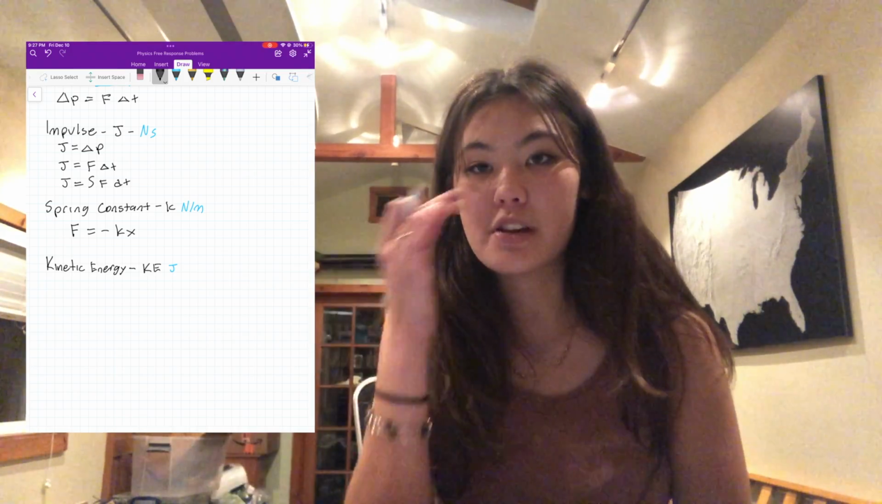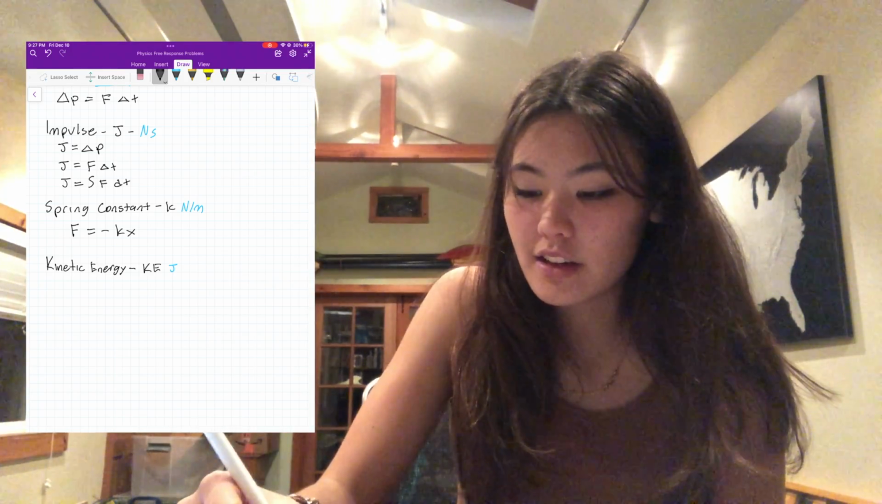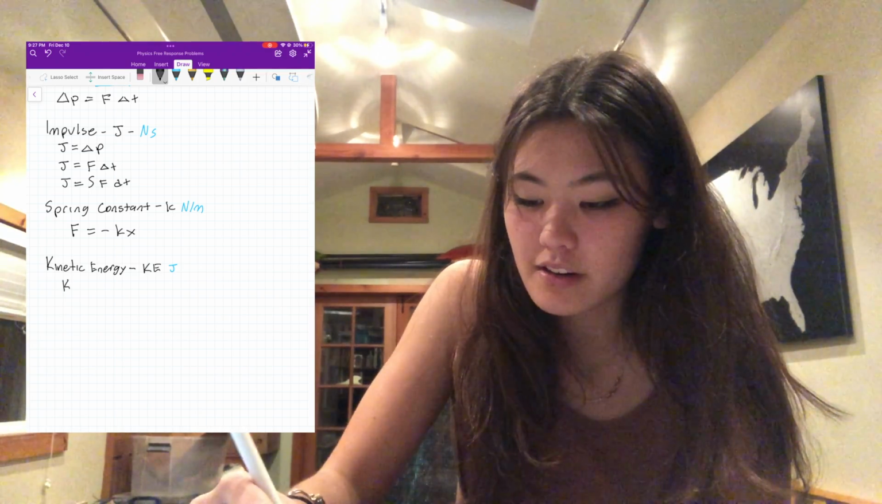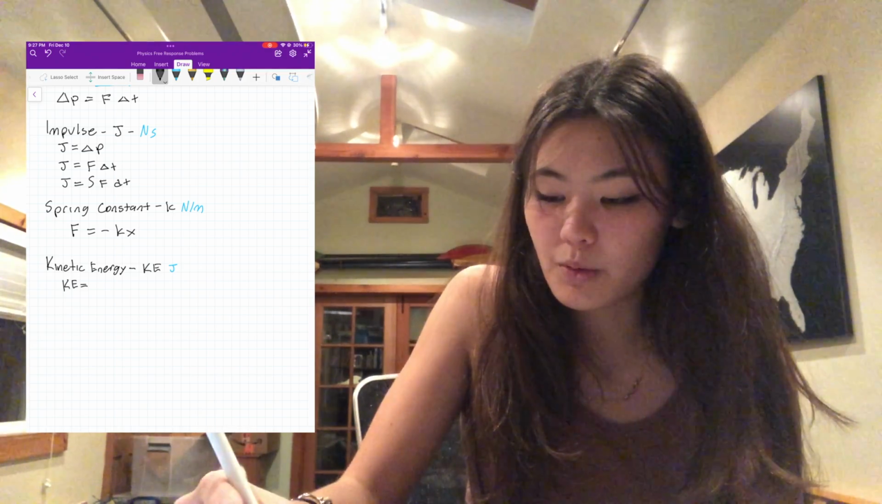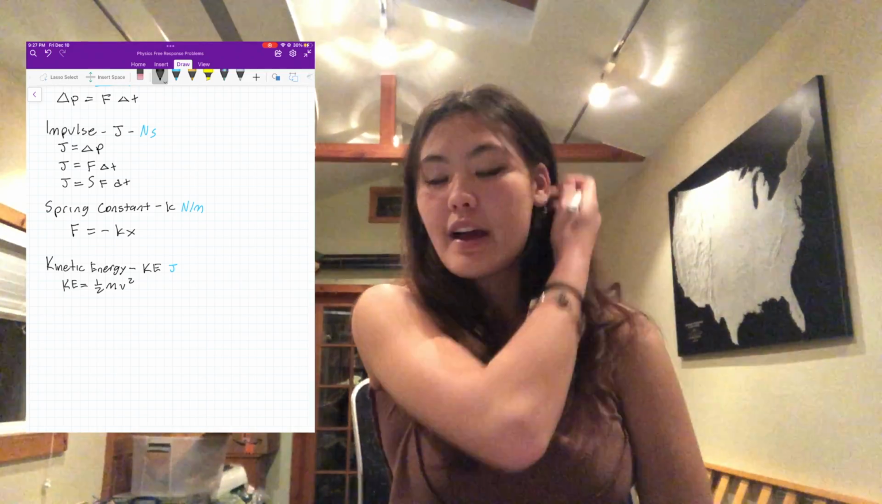And kinetic energy is essentially the energy of motion. So when an object is moving, when it's moving through the air, when it's rolling down a ramp, if it's in some kind of motion, then it has kinetic energy. And that energy is given as the equation KE is equal to 1/2 mv squared. We know m is equal to mass and v is equal to velocity.